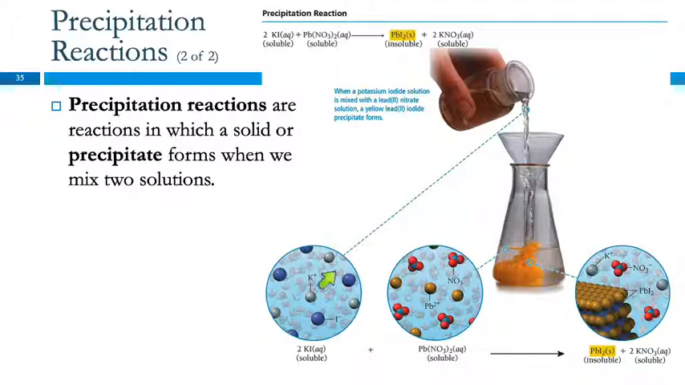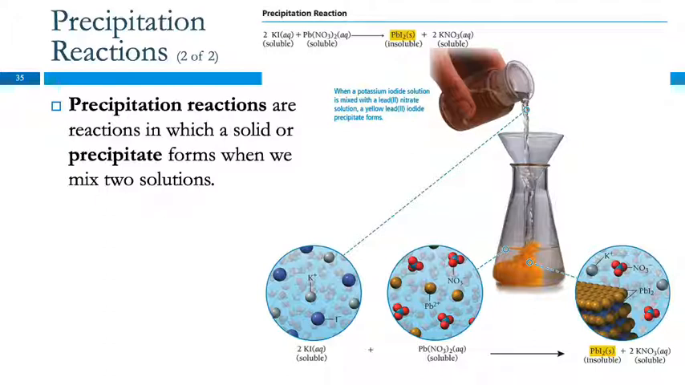So we can look at the pictures here. We're starting out with potassium ions and iodide ions, and they're separated in the water, and we've got lead-2 ions and nitrate ions, and they're separated in the water. And when we mix these two together, the lead and the iodide ions stick together, they form a solid, and the nitrate and the potassium ions are left hanging around.